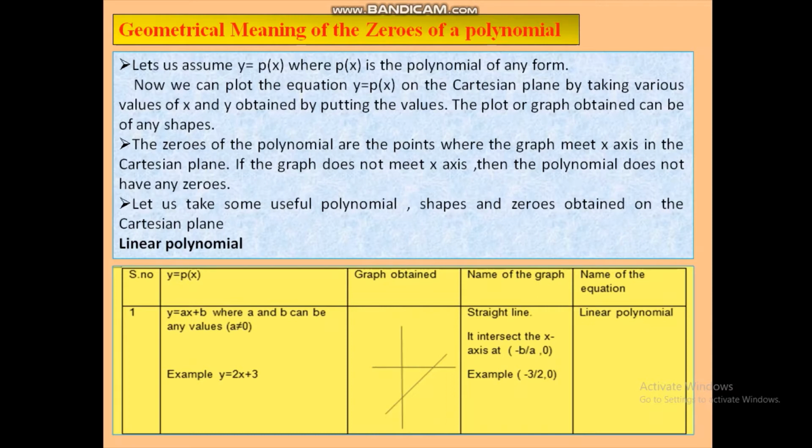Let me assume a linear polynomial ax + b as the equation y = ax + b, where a and b can be of any values and a should not be equal to 0. The graph must be a straight line which intersects the x-axis at the point (-b/a, 0).